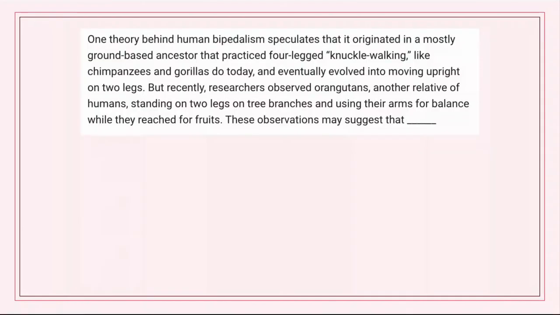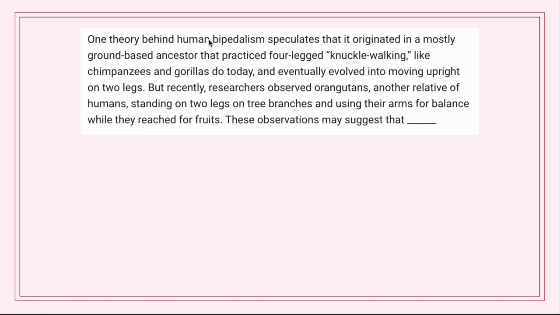All right, so this one is definitely trickier than the one before, so let's just take it slowly. One theory behind human bipedalism speculates that it originated in a mostly ground-based ancestor that practiced four-legged knuckle walking, like chimpanzees and gorillas do today, and eventually evolved into moving upright on two legs.